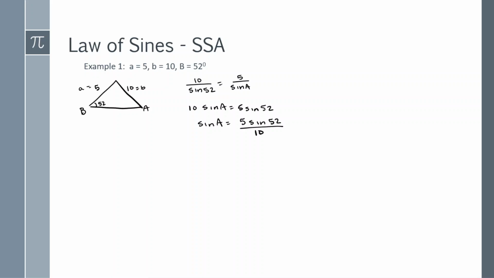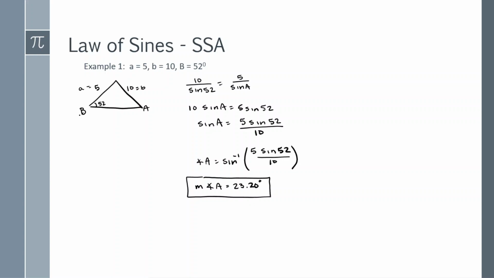Now, in order to find A, what we're going to have to do is undo sine. And the way we do that is we take the inverse sine. Inverse operations undo one another. And so when I plug this in the calculator, it will give me that angle A is 23.20 degrees. Okay, now knowing that will allow me to find my third angle.